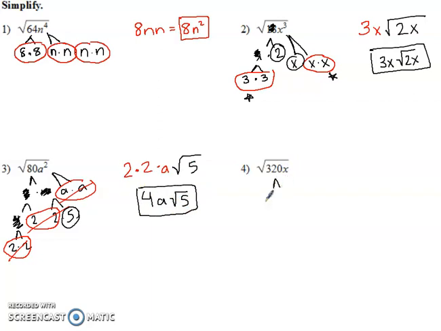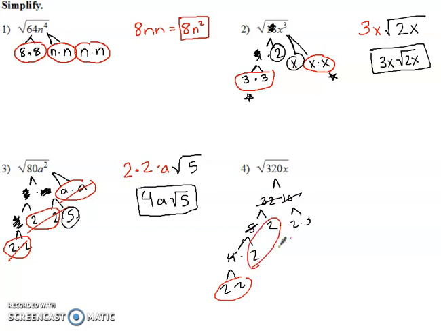Lastly, 320 times x, so I'll break this up into 32 and 10, which breaks up into 8 and 2, and 2 and 5. 8 breaks up into 4 times 2, and 4 breaks up into 2 times 2. So I will go find all my pairs. 2's pair up, 2's pair up, but there is a 2 and a 5 remaining.